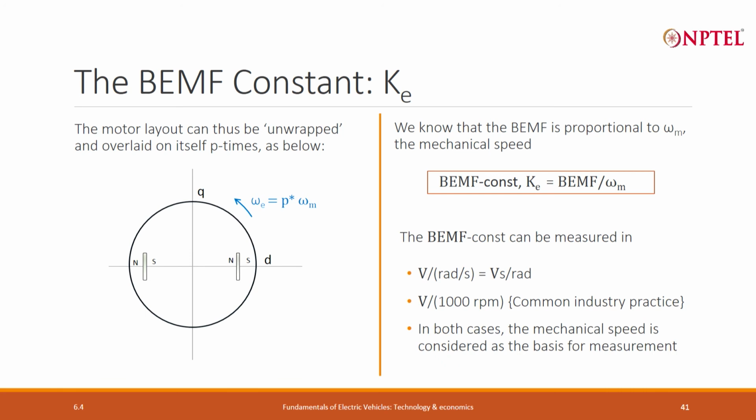So, now what are the units of measuring the back EMF? As you can see, the back EMF constant is back EMF divided by mechanical speed. Back EMF is measured in volts, mechanical speed is measured in radians per second. So, volts per radian per second, which can be expressed as volt second per radian, which is what is given here.